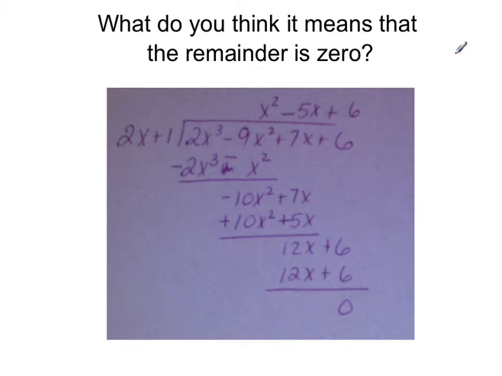What do you think that means? Did you guess? It means that 2x plus 1 must be a factor of 2x cubed minus 9x squared plus 7x plus 6. Isn't that cool?